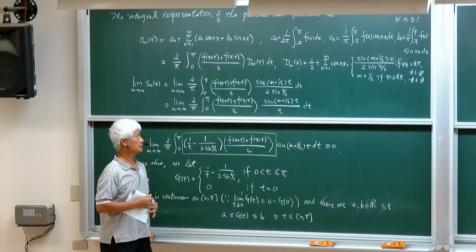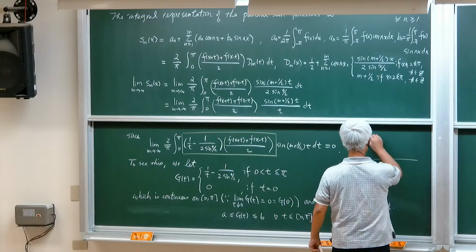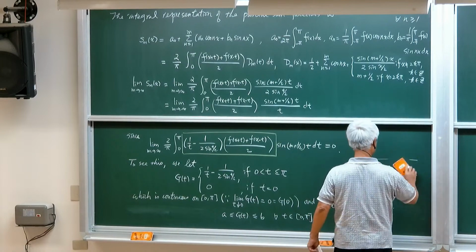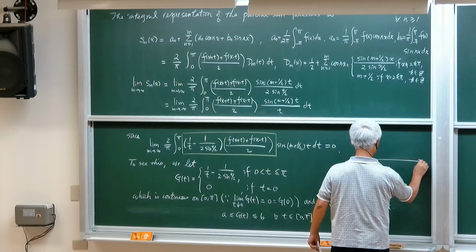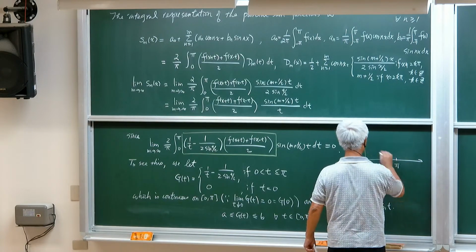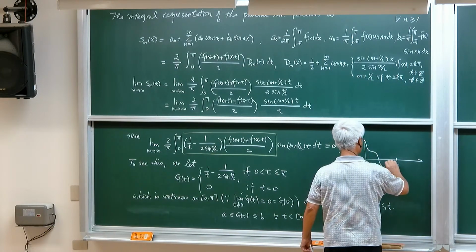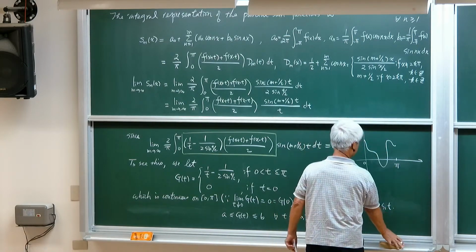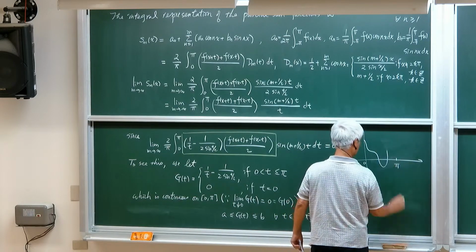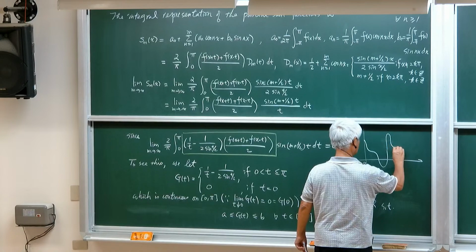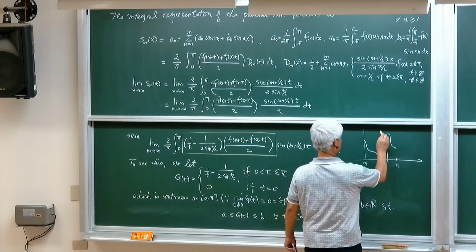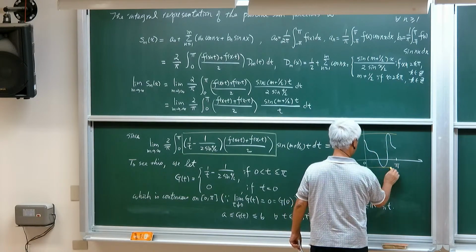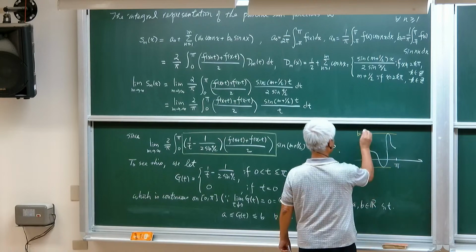Which means, for example, if we have 0 and pi, and because it's continuous here, it has a maximum value. So this is B, and we have a minimum value A. And this is g of t here.